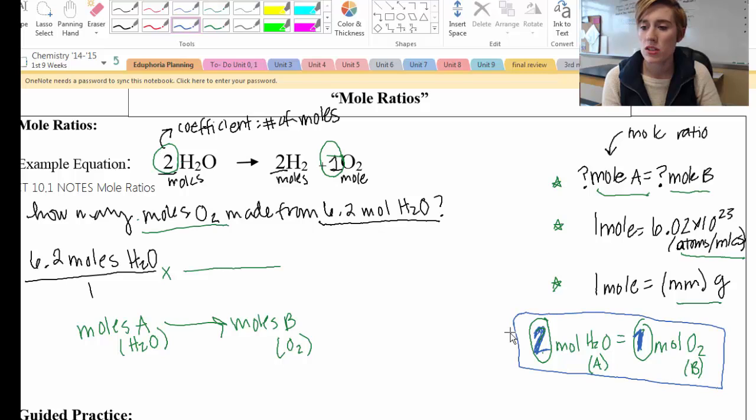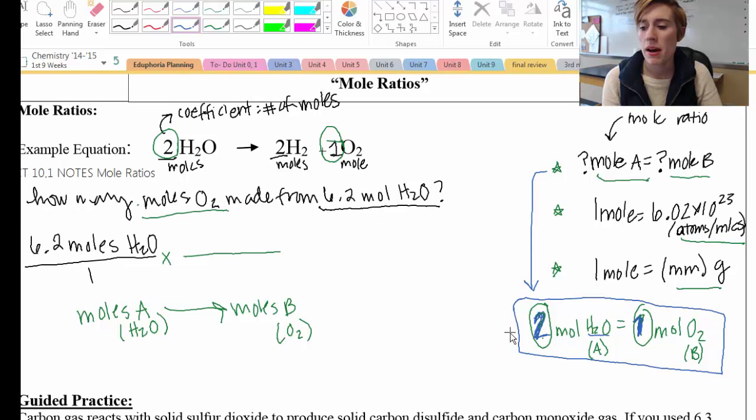I basically took this one and I filled in my compounds, water and oxygen, and I filled in my numbers, 1 and 2, straight from the balanced equation. So this is what I'm going to use. Oh, where'd my mouse go? Okay. This is what I'm going to use to fill in this fraction.